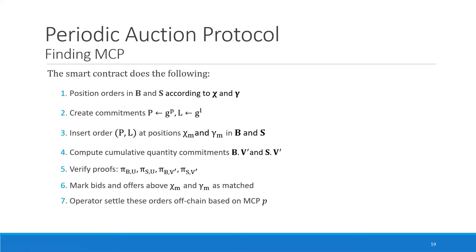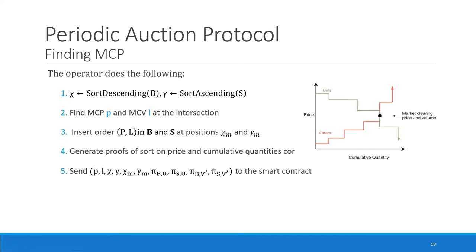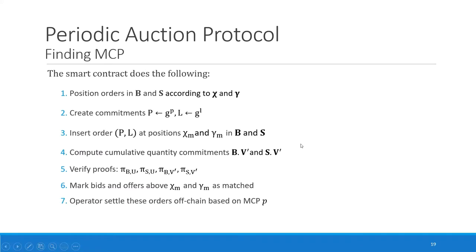Once the proofs have been successfully verified, the smart contract marks all bids and offers above chi m and gamma m as matched, because chi m is the market clearing price in the bid orders, and gamma m is the market clearing price in the sell orders. So all orders above the market clearing price order are matched. Let's say in this example, all orders before the market clearing price order are matched. And now the operator can settle these matched orders based on the market clearing price.